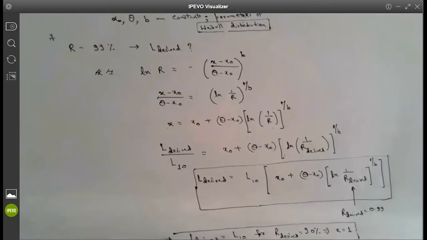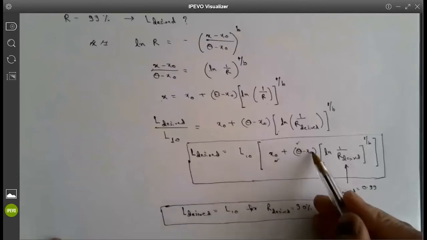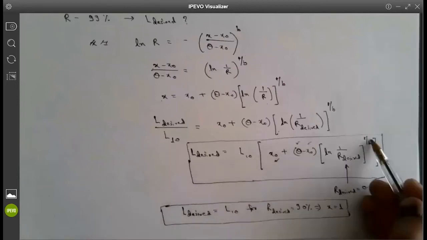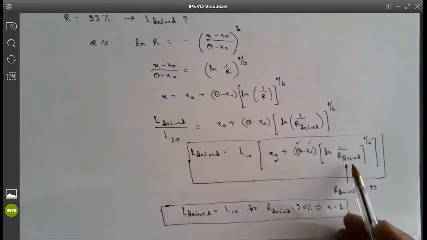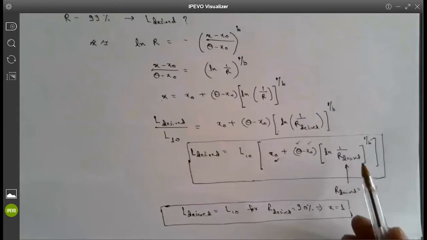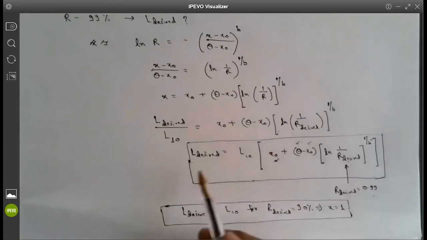So assuming that this is already given to you, x naught is given to you, theta is given to you, and again constant b is given to us. So everything is known to you, and if you know the desired reliability is 99%, you plug into this expression and what you will get is what the desired life should be in that scenario. Is it making sense, guys? Yeah, it is.